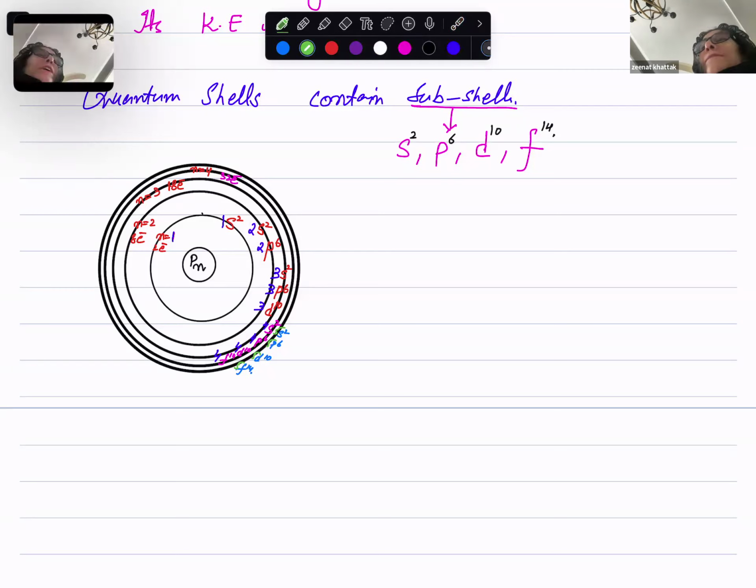So subshell contains what? Orbitals. Quantum shell contains subshells. Subshell contains orbitals.